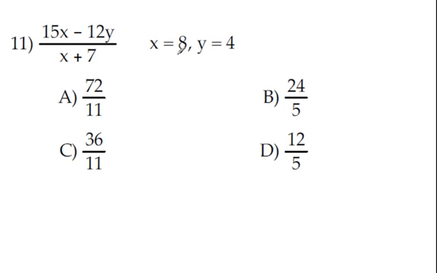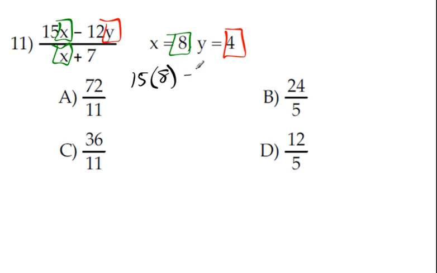Alright, start doing some work now. We're going to take these things and plug them in. So everywhere we see an X, we are going to plug in an 8. And then everywhere that we see a Y, we are going to plug in a 4. A lot of times kids only plug in one spot. You got to plug it into all of the spots. So in this case, we're going to get 15 times 8 minus 12 times 4, all over, plug in the 8 down here on the bottom, 8 plus 7. Again, I like plugging things in inside those parentheses up here to make sure that we're getting our signs straight.